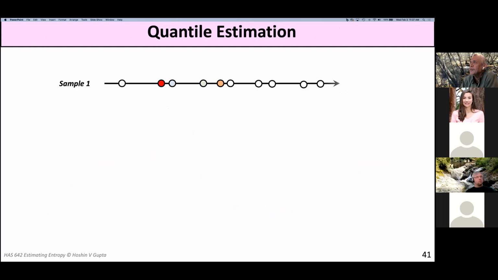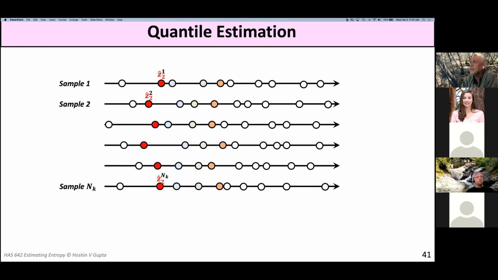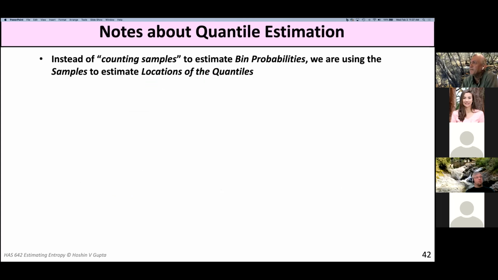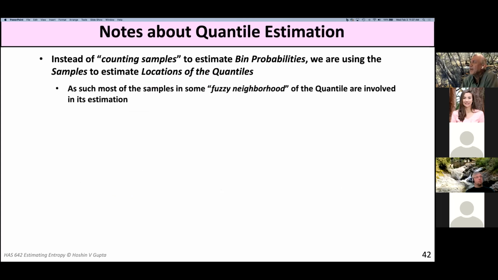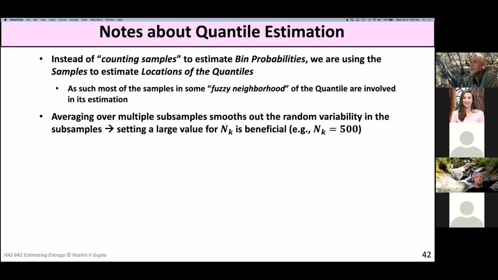And just if you didn't get that, here's my first sample, second sample, and so on. I've taken the red point as the second point in that sorted order. Okay, it's got a probability distribution due to sampling variability. I'm sort of bootstrapping. It's not exactly bootstrapping, it's resampling. And I average those and I use that as my estimate of the quantile. Okay. So instead of counting samples, we're going to estimate quantiles and we're going to average over them to smooth out random variability.